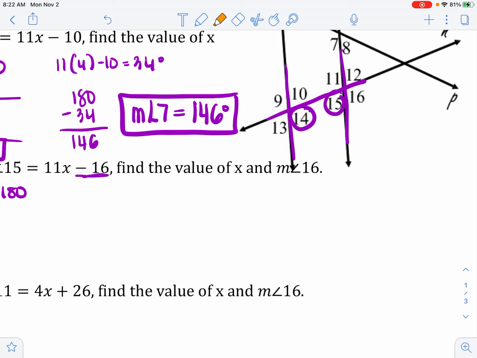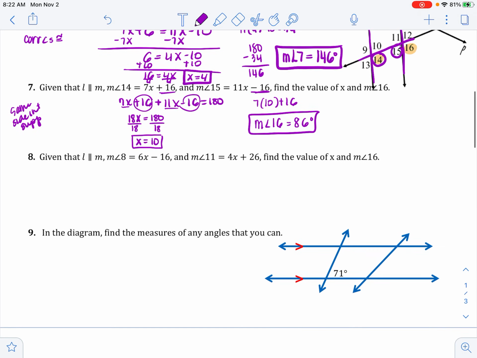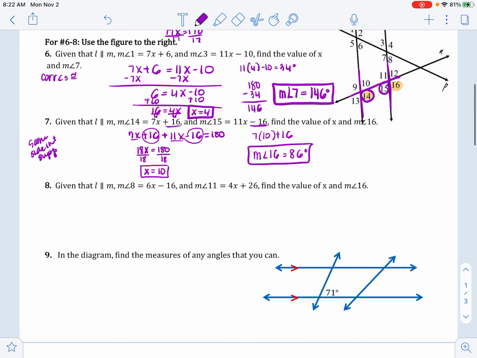And then it also asked me to find angle 16. So now I need to look at angle 16, which is right here. Okay, so there's two ways of doing this. I could find angle 15 and then see that they're supplementary and do 180 minus that, or I can realize 16 has the same measure as 14. So that's what I'm going to do because I feel like it's easier. I'm going to do 7 times 10 plus 16, and I get the measure of angle 16 is 86 degrees.